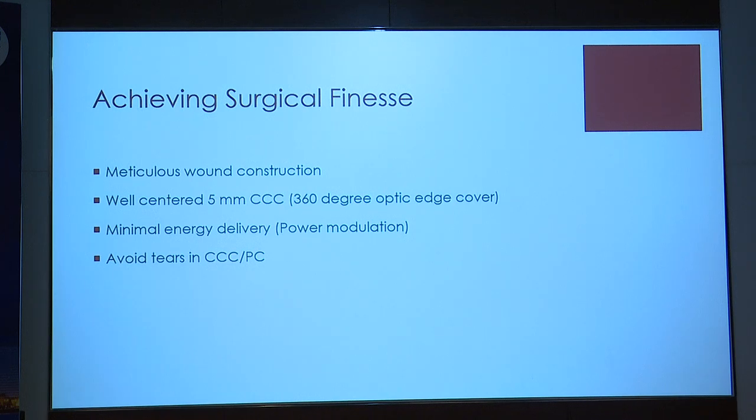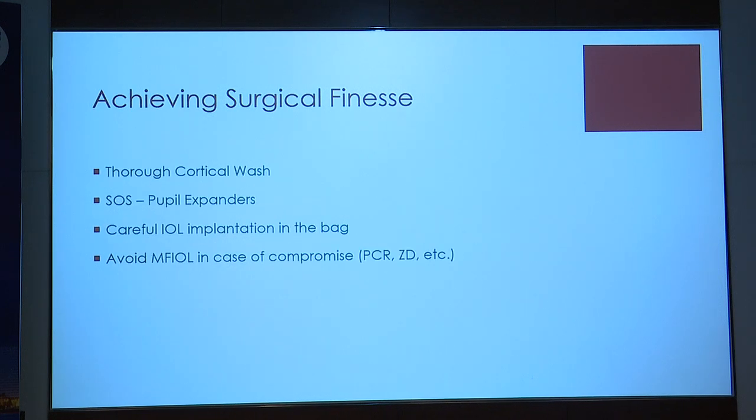It's important that we try and put in a multifocal in this eye, because this is what you've told him you're going to do. Be extremely meticulous in your wound construction. Make sure you have a nice centered rhexis, 5.5 millimeter, that gives you a 360-degree edge. Make sure that you leave your corneas nice and gentle and your endothelium undamaged by minimizing the energy delivery by doing power modulation. Obviously, you want to avoid tears in the CCC because you don't want post-operative decentration. Obviously, no tears in the PC, because that would take away the possibility of putting it in.